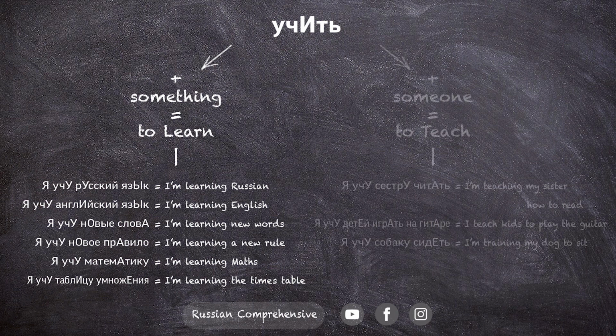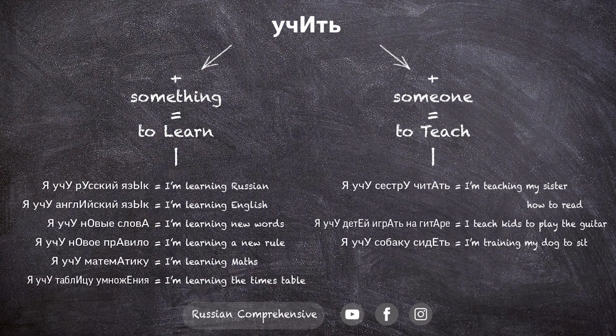And if there is an object after the verb учить, a person or an animal, someone, then it will mean to teach. For example, я учу сестру читать. I'm teaching my sister, and then, in addition, how to read. Я учу детей играть на гитаре. I teach kids to play the guitar. Я учу собаку сидеть. I'm training my dog to sit.